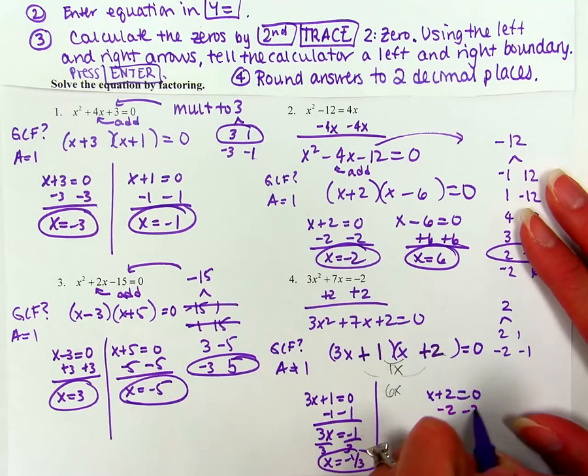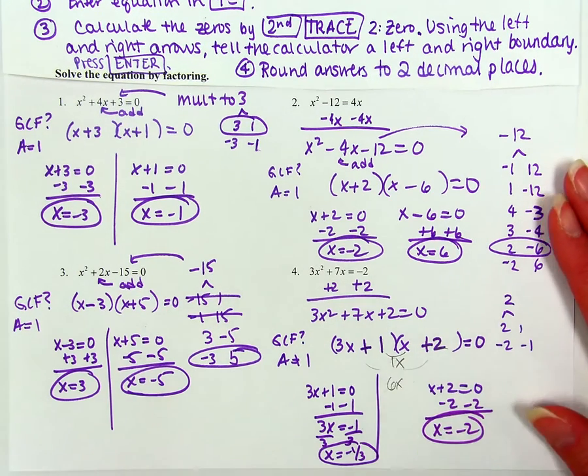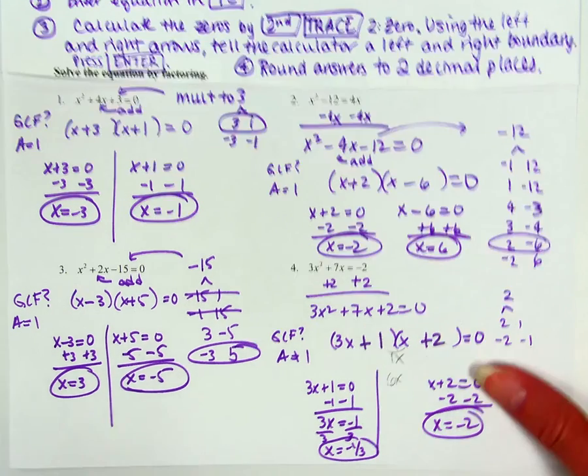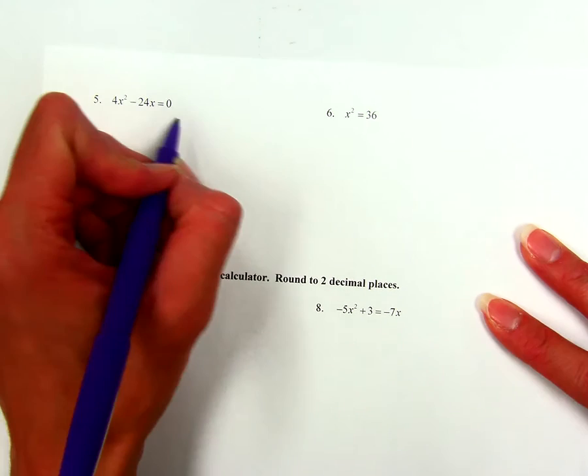And then over here I have x equals negative 2. All right, so flip to the other side. Two more problems like this, and then we're going to move on to the calculator kind. All right, so it says equals 0.